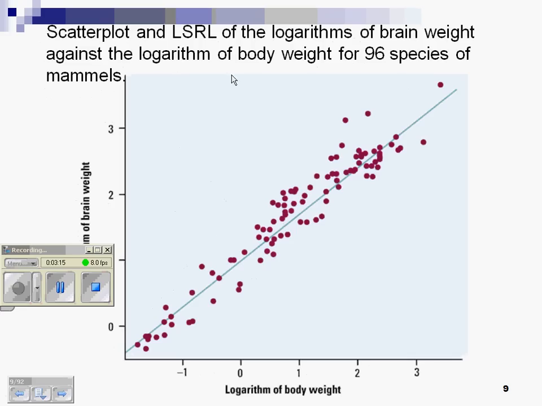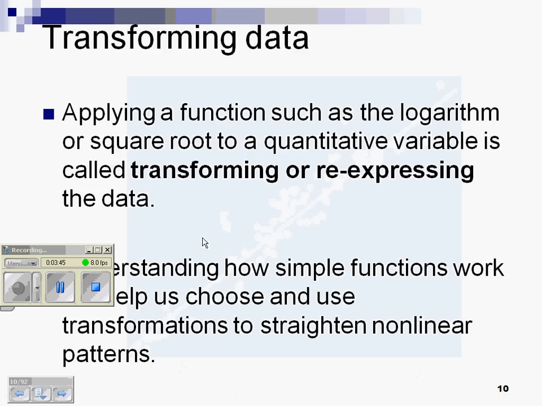However, if we were to take the logarithm of the brain weights and the logarithm of the body weights, then it becomes a linear model. This allows us to start talking about least squares regression lines and R values and R squared values. So what we're doing here is transforming the data from a non-linear or curved model into a linear model by taking logarithms.